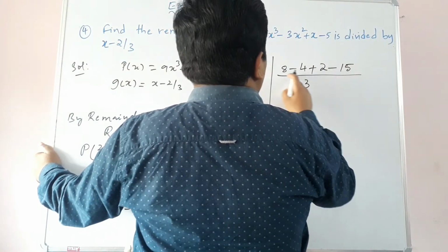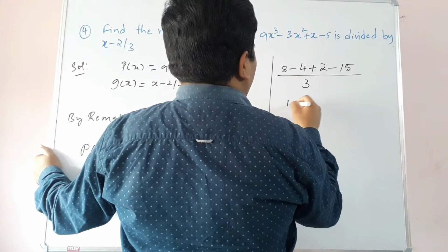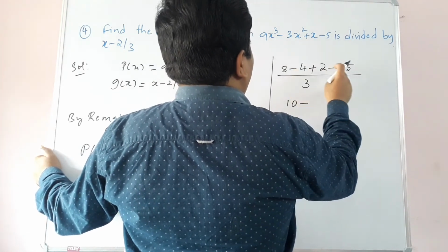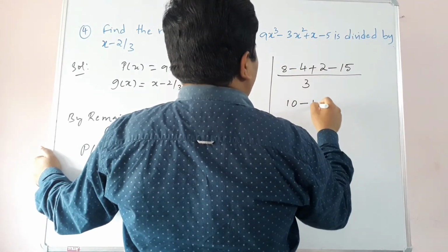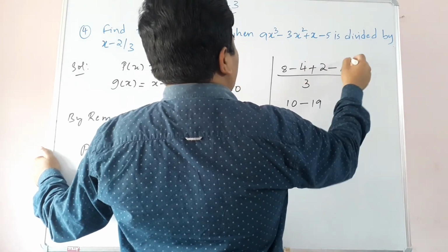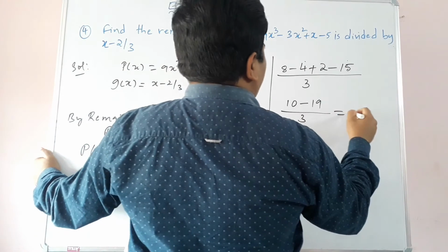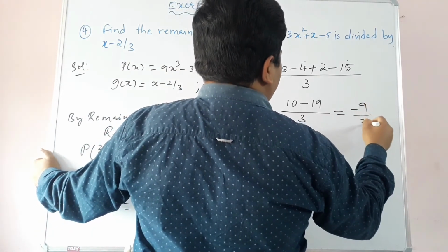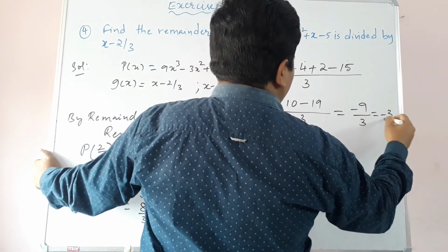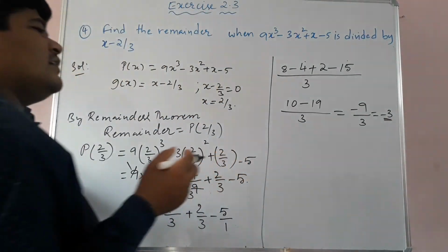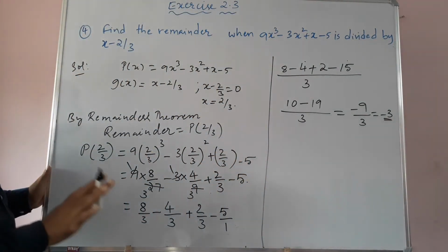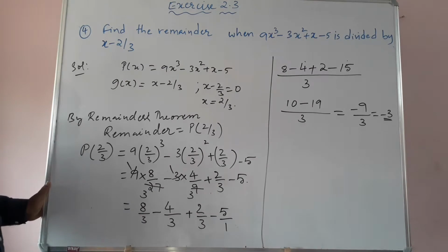So now children, what are the positive numbers? 8 and 2, that is 10. Minus 4 minus 15 value is minus 19. So 10 minus 19 is negative 9 by 3. So result is negative 3. Okay. So children, our remainder is negative 3. In this way we will solve this problem.